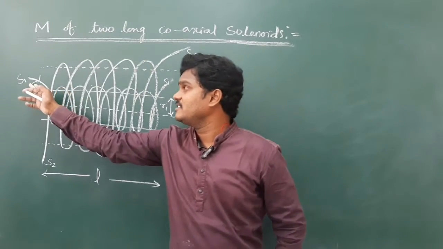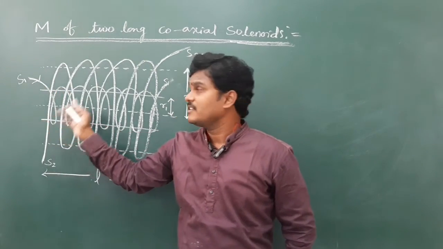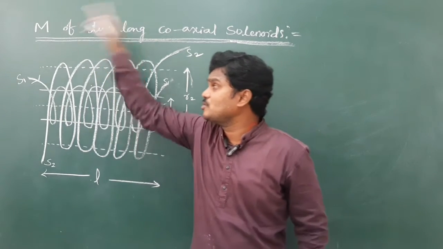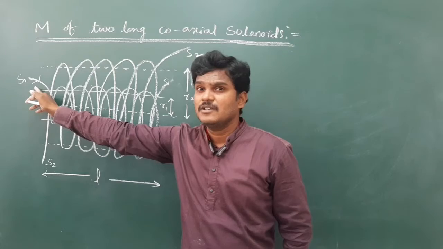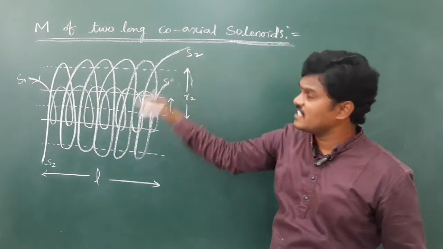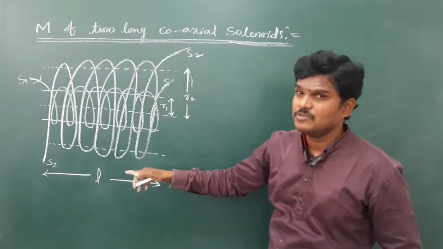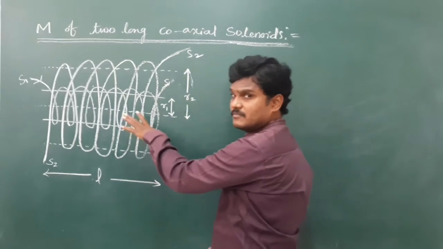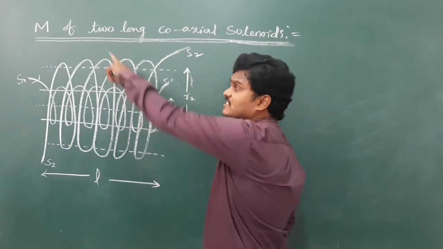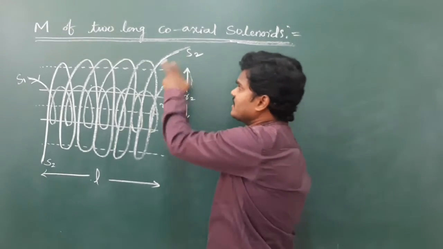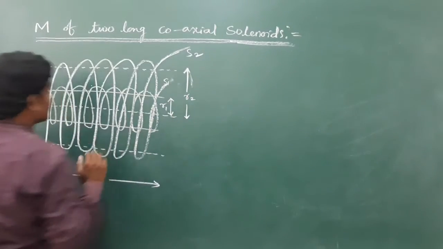If current changes in S1, then flux linked with the secondary changes, and that flux is proportional to the current in S1. Suppose the current in the second changes, if we send current in S2, then this current is proportional to the flux in S1. Don't confuse. Before that, let me give some data.